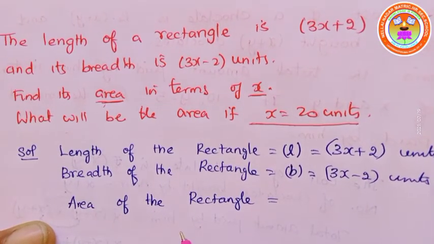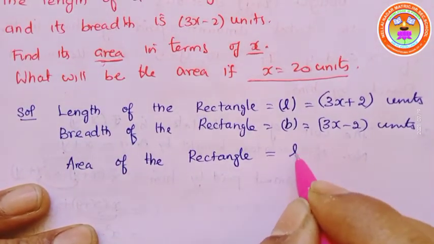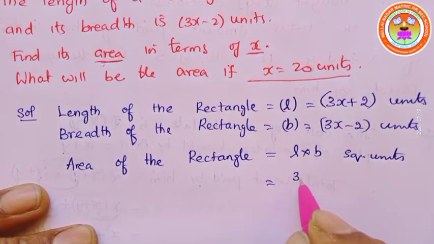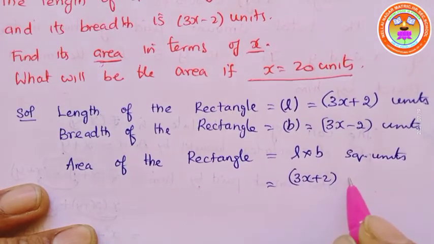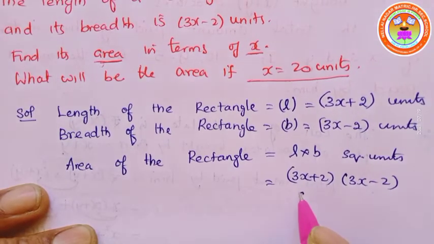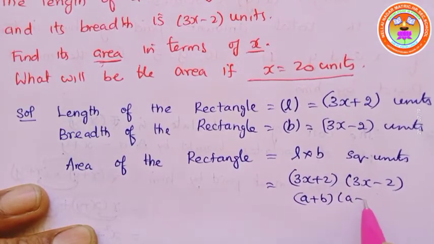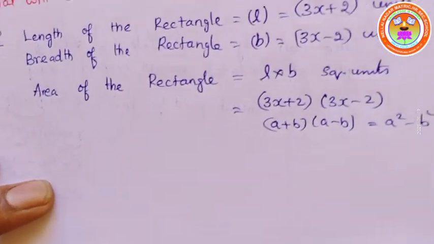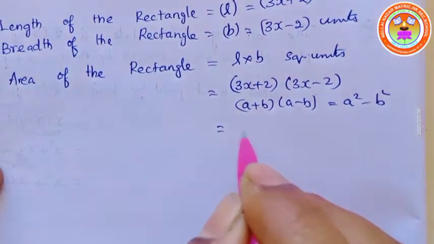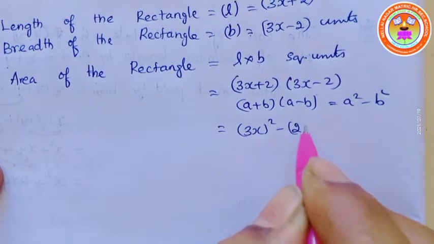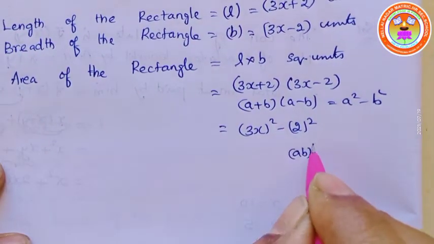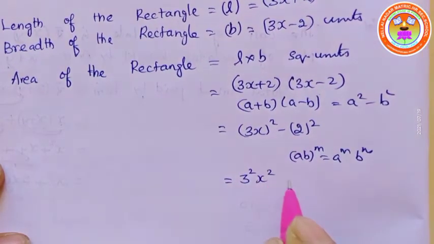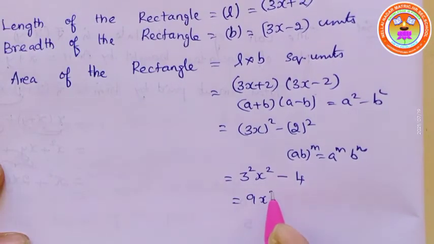Now you know the formula, children. Area of rectangle, what is the formula? Length into breadth square units, right? What is the length here? 3x plus 2. What is the breadth here? 3x minus 2. It is in the form of a plus b into a minus b. What is the formula? a squared minus b squared. So we can write it as 3x whole squared minus 2 squared. ab the whole power m can be written as a power m, b power m. Same way you can write 3 squared x squared, 2 squared is 4. That is 9x squared minus 4.